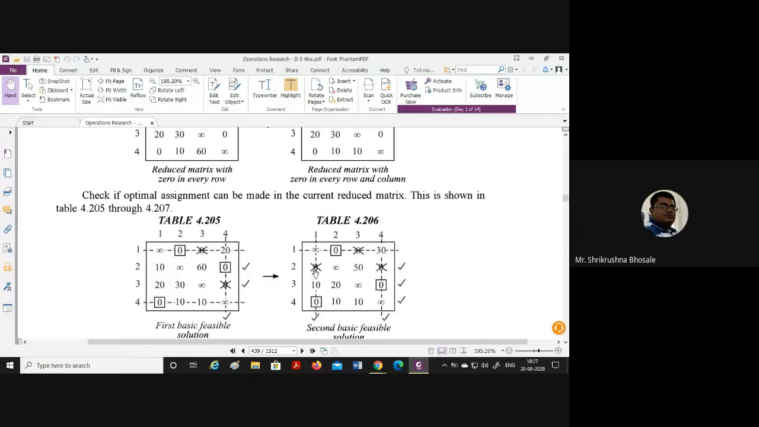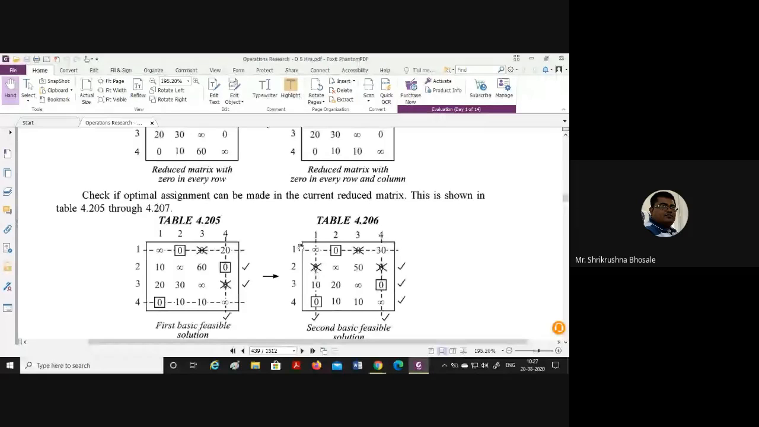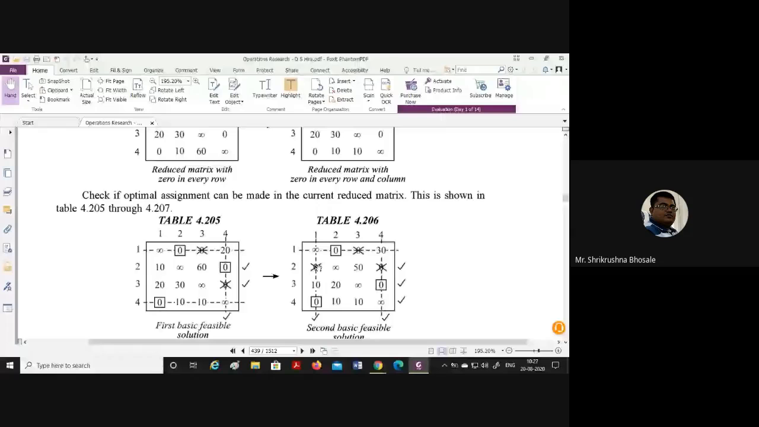Because if the salesman is traveling from city 1, he will go to city 2. That is the first allocation, 1 to 2, and then 2 to 1 again. So that journey will be closed. The salesman starts traveling from city 1, then goes to city 2, and from city 2 he comes back to 1 again. So that is not feasible. That's why we have not allocated any zeros here.